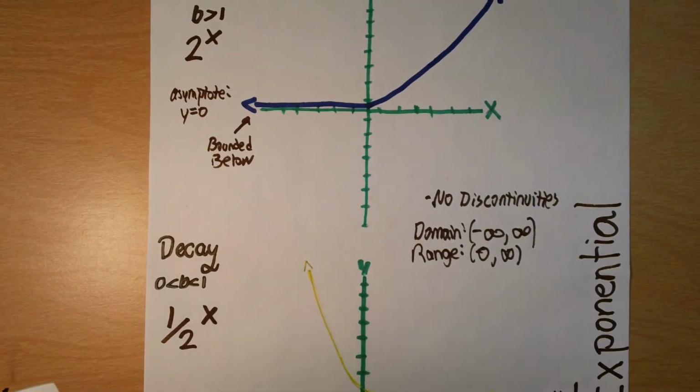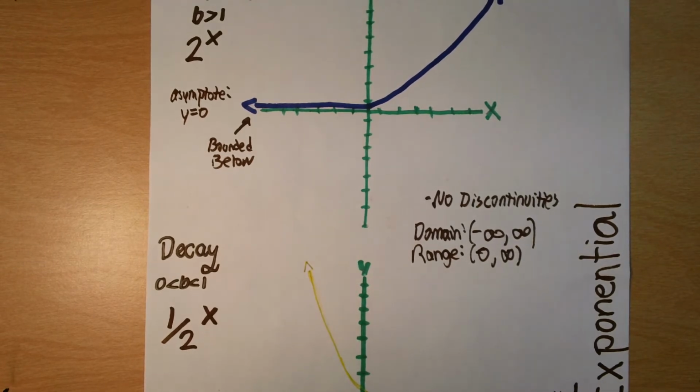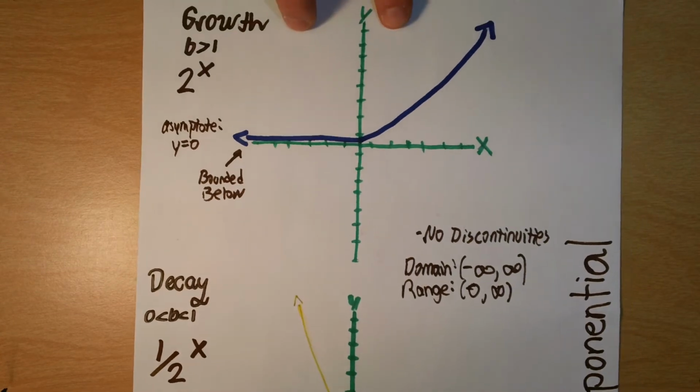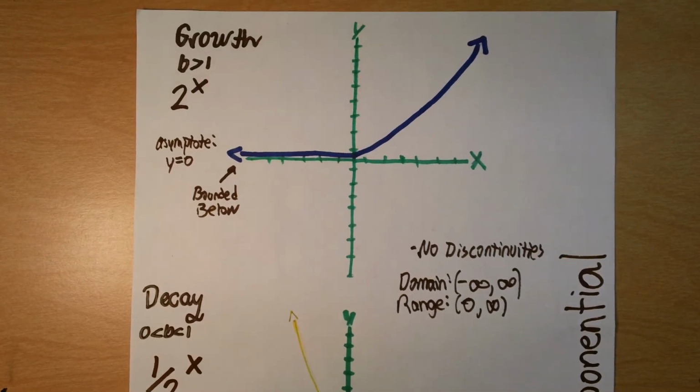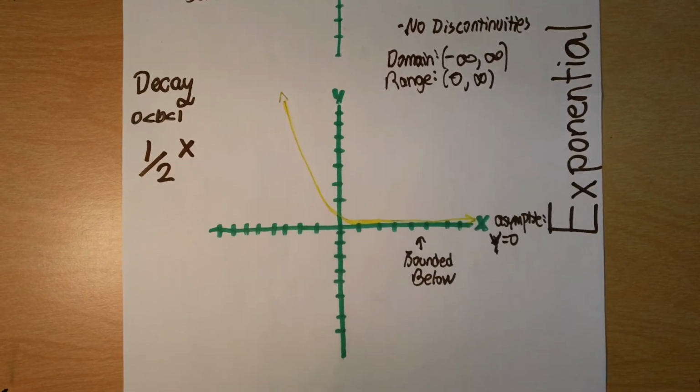Exponential functions. Exponential functions can either have growth or decay. The formula for the basic exponential function is b to the power of x. We have two examples of exponential functions. The first one here represents growth, because the b value, that is 2, is greater than 1. The second one represents decay, because the b value, 1 over 2, is less than 1.